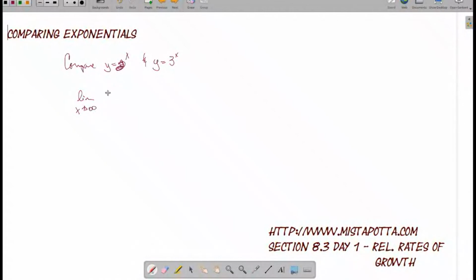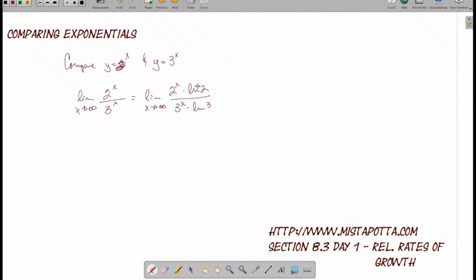So comparing these two functions, if I wanted to look at the limit as x approaches infinity of 2 to the x over 3 to the x, right now I don't have any way of really comparing these two functions. So I could try and take the derivative of them, but because they're not base e, the derivatives are a little bit more complicated than we're usually used to. So I've got the limit as x approaches infinity of 2 to the x times the natural log of 2 over 3 to the x times the natural log of 3.